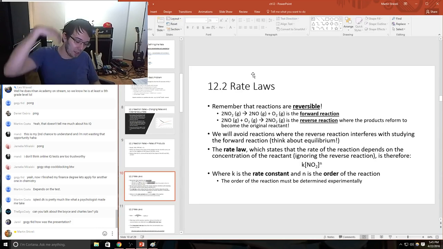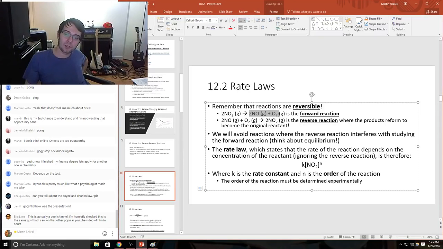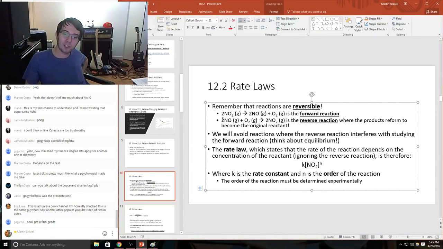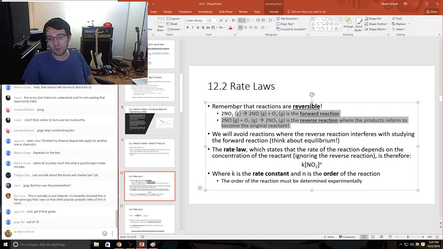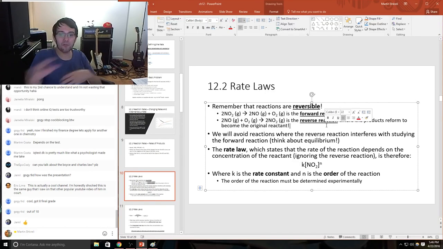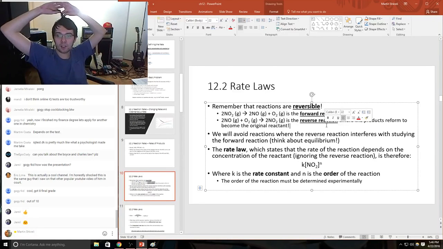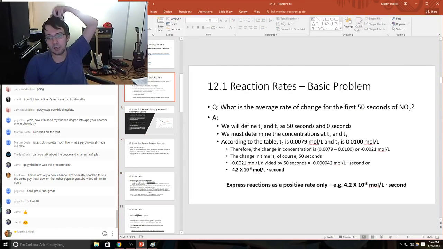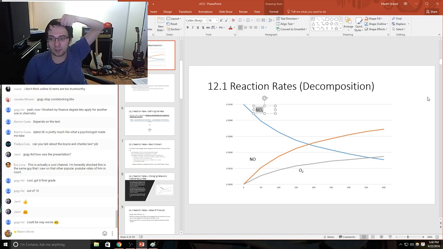If you look at the decomposition of nitrogen dioxide, you can see it's being decomposed into nitric oxide and oxygen gas, but you can also see that the nitric oxide and oxygen gas can reform to create nitrogen dioxide. So it's a reverse reaction, and we call the first one the forward reaction. So the products can actually reform into the original reactant. That's pretty cool if you think about it. And so we're going to tend to avoid reactions like this because one of the things that is complicated about that is it makes it hard to measure this, because if nitric oxide and oxygen gas are reforming into nitrogen dioxide, this blue line should eventually go back up.